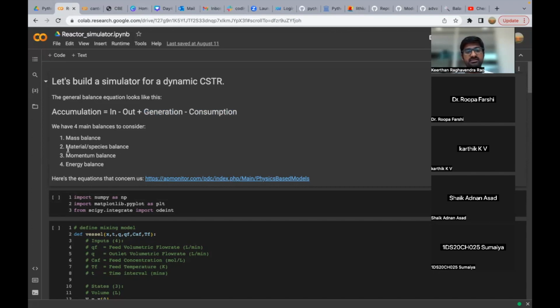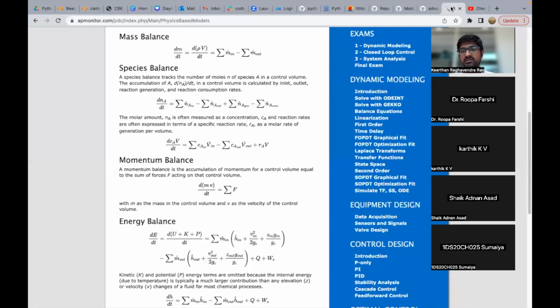That's the mass balance, material or species balance. You have momentum balance and energy balance. In a lot of cases, momentum balance is something that you would not consider directly in the equation, because a lot of times you're looking at your reaction in a reactor at steady state conditions. So we're going to skip that as well. But we will include mass balance, energy balance, and species balance. I've left the link to this particular website here on the notebook as well in case you want it.